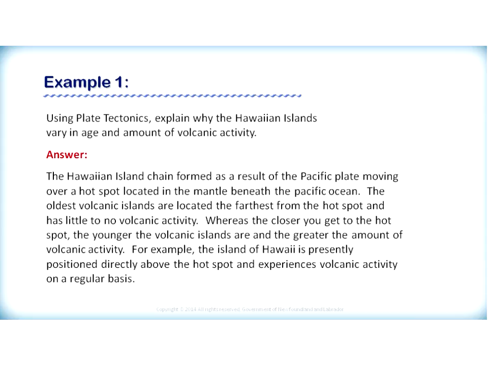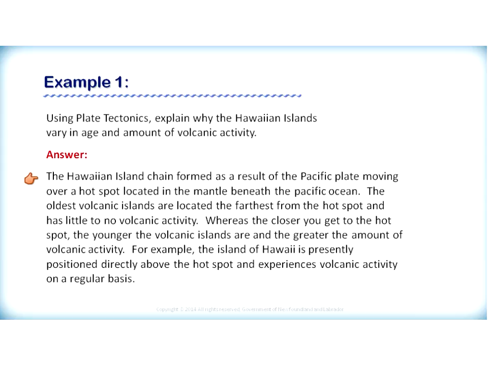Let's look at some examples of hotspots. Example number 1. It says, using plate tectonics, explain why the Hawaiian Islands vary in age and amount of volcanic activity. The answer to this question states that the Hawaiian Island chain formed as a result of the Pacific Plate moving over a hotspot located in the mantle beneath the Pacific Ocean.